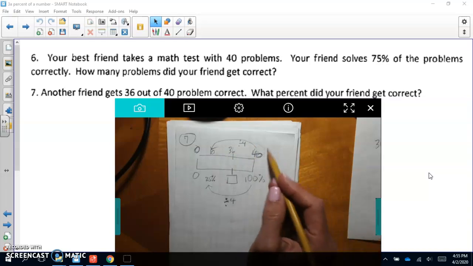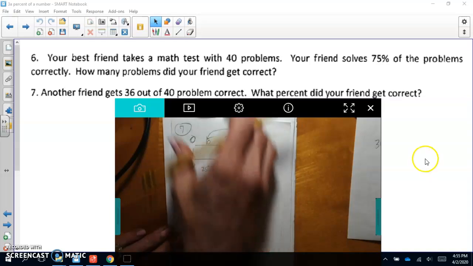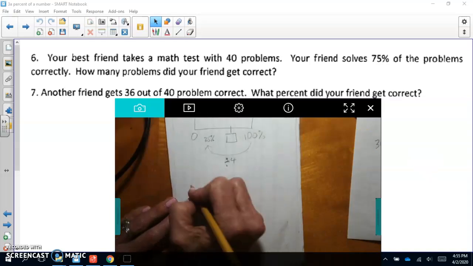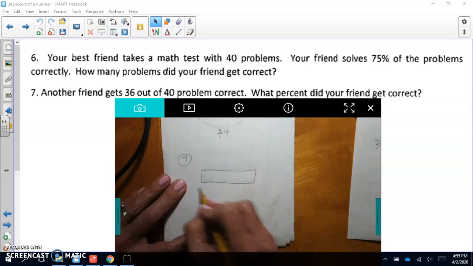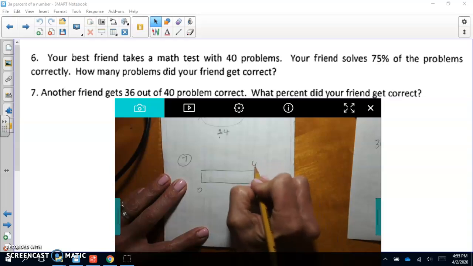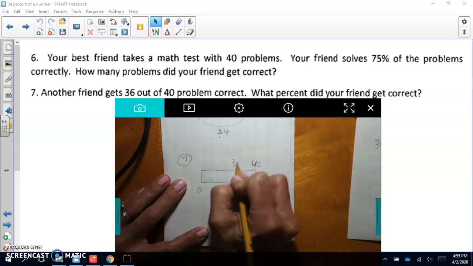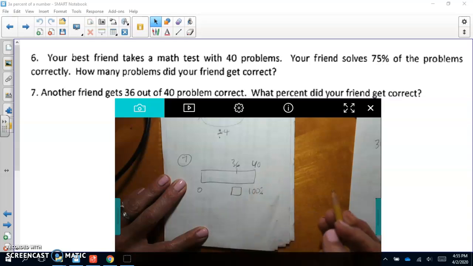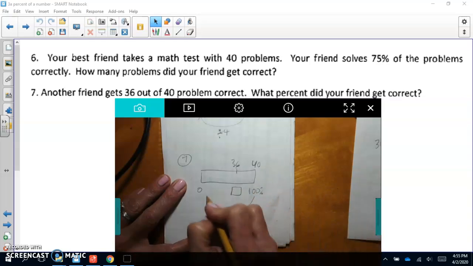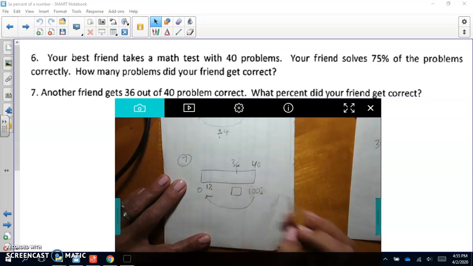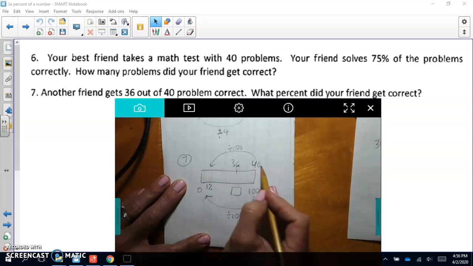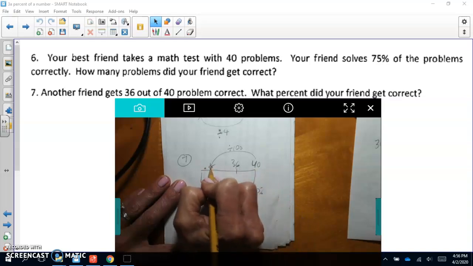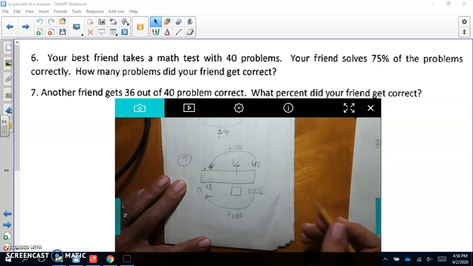Or, you know, what we can always do is try to find out what 1% would be. So if we don't know, and we get caught like this, let's see what we can do here. I'm going to make a new box just so you can see. 0 to 100. We know that the whole test was 40, and we know our friend got 36, and we're still trying to find out what that is. Well, let's divide by 100 and we'll get 1%. We can always go to 1%. So divide by 100, 40 divided by 100 means we need to move that decimal 2 places to the left. So we have 0.4, 4 tenths.